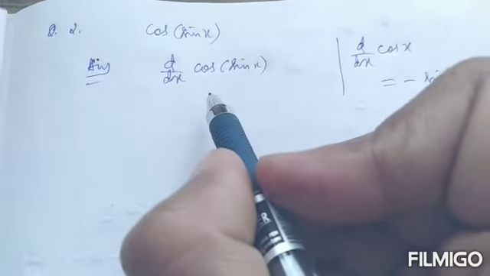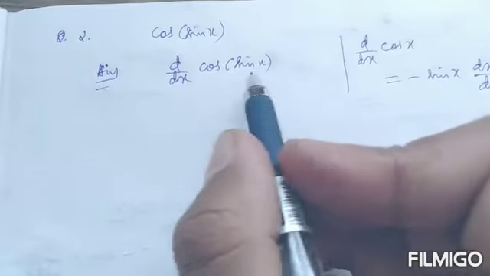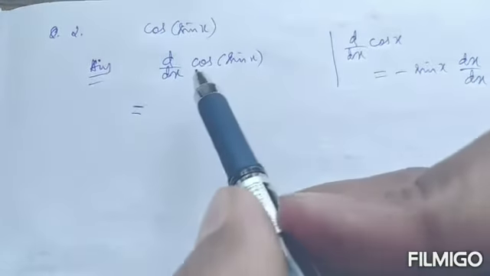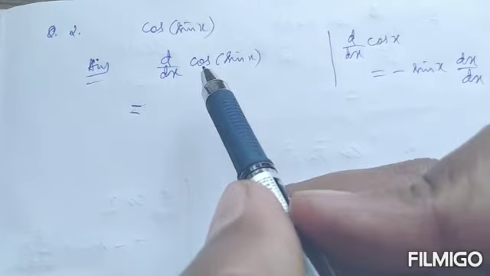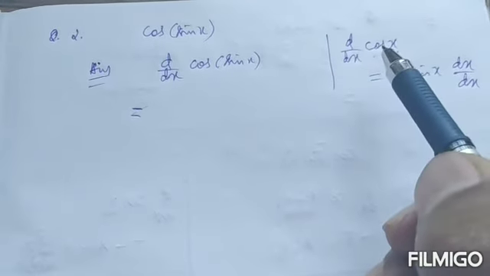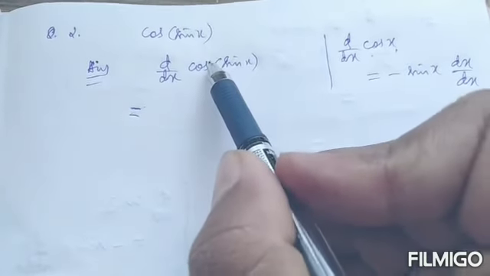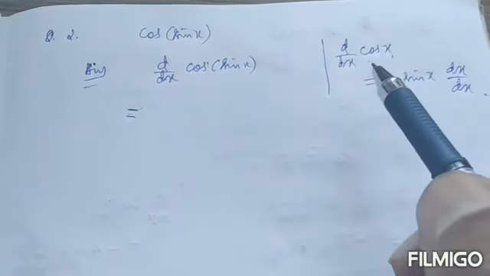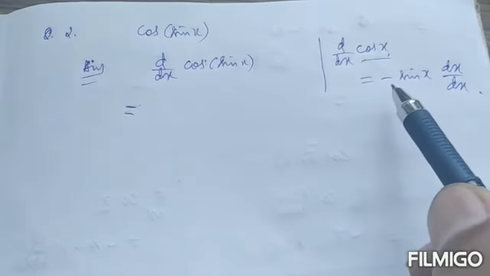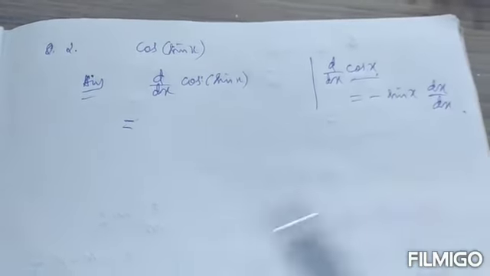Question number 2: cos of sine of x. Answer: d by dx of cos of sine of x. In this case, which formula do I have to use? I have to use the formula of d by dx of cos of x. I will not use formula number 1 because we don't have any square or cube here. So directly I will use the formula of cos of x, which says it is equal to minus sine of x times dx by dx.